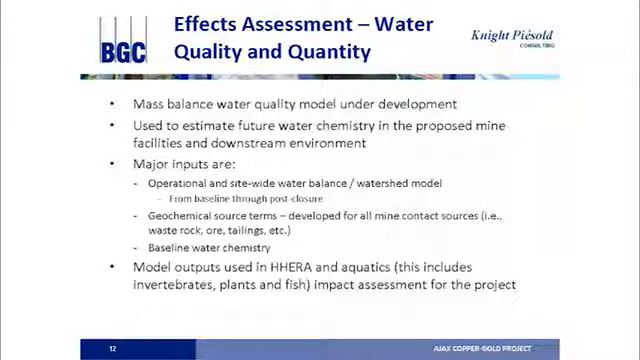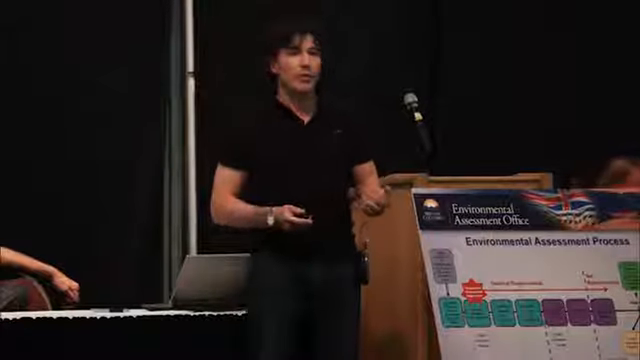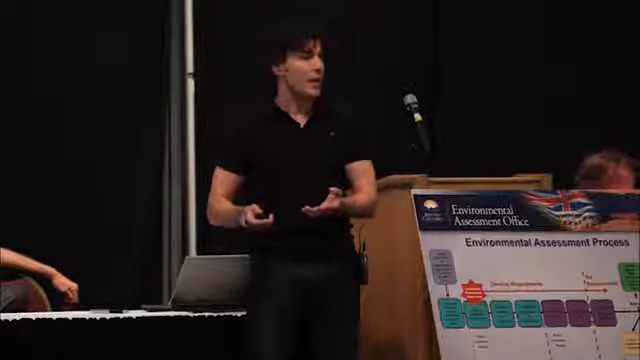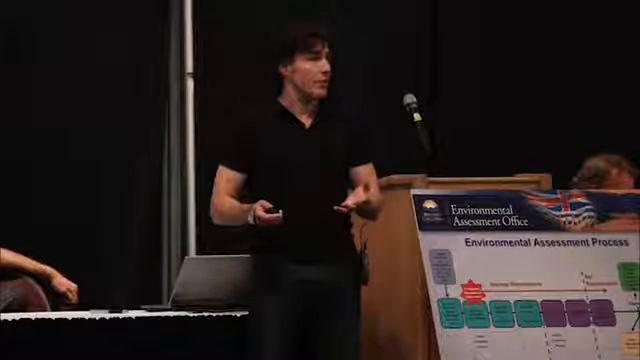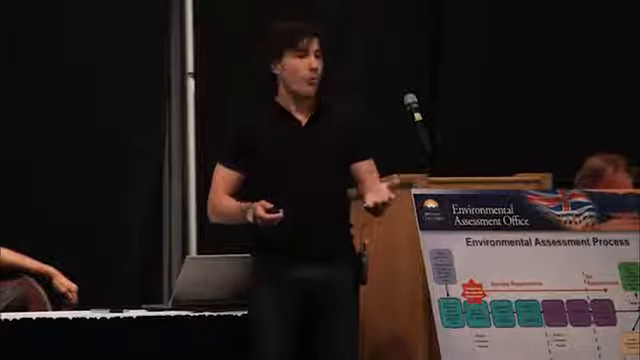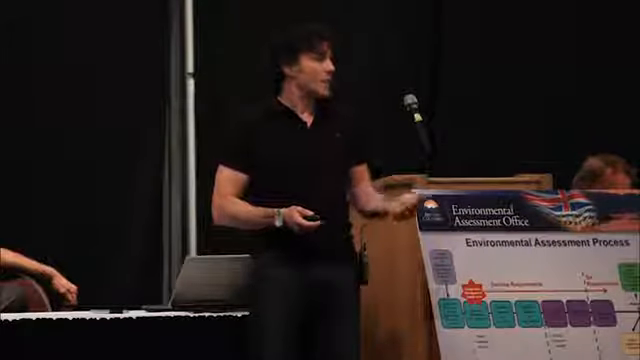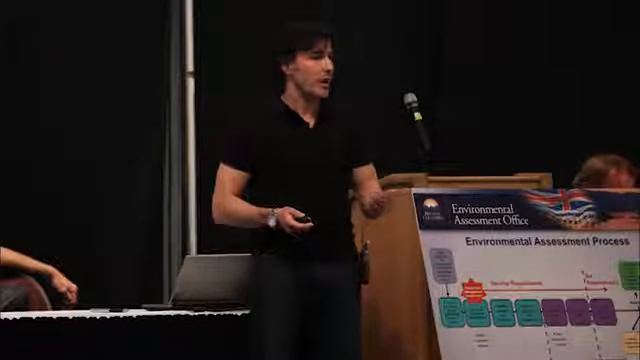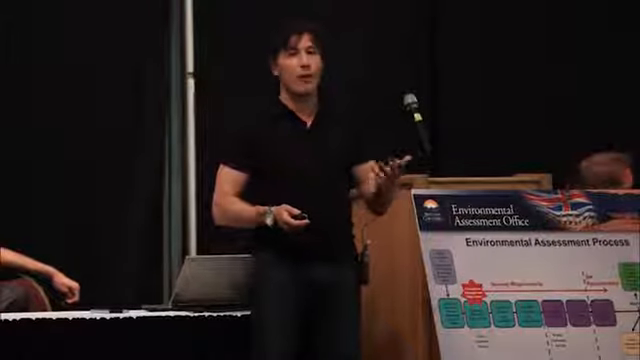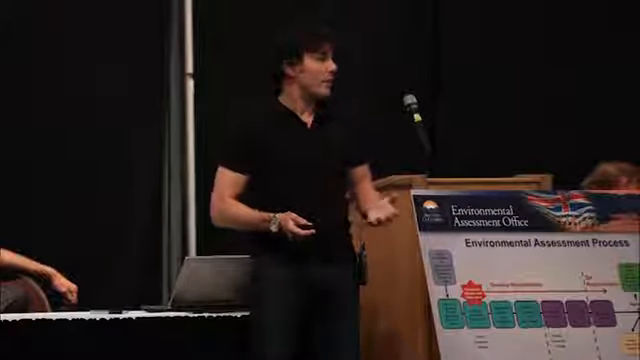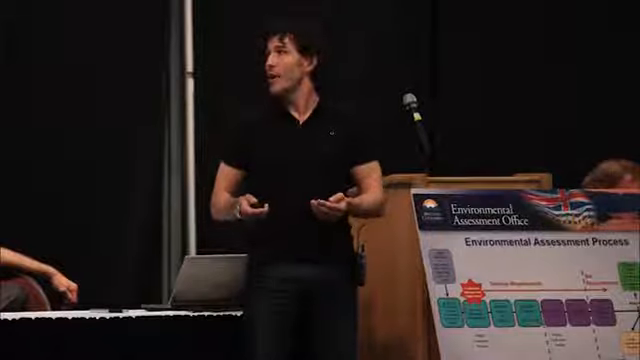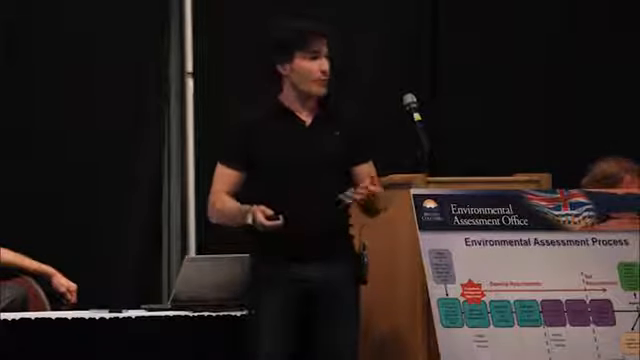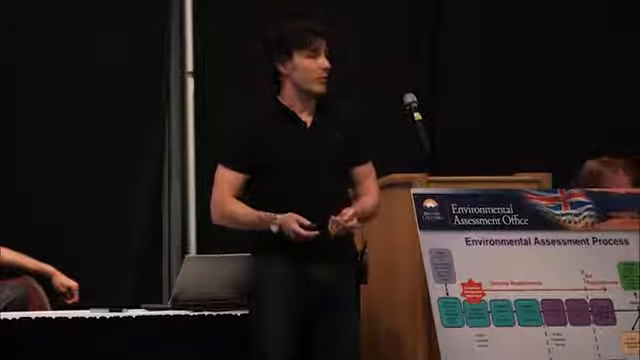So the effects assessment on quality and quantity is carried out with the mass balance water quality model, which is tied to the water balance model. So we look at how changes in surface water quantity and groundwater quantity and source terms for both background water qualities and source terms for waste rock, ore stockpiles, tailings, runoff from the open pit walls during mining, and into closure might develop, how those flow streams might mix and what the resulting water qualities are.